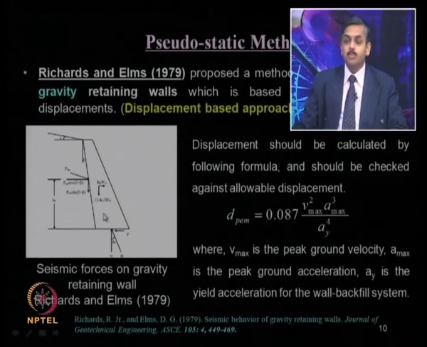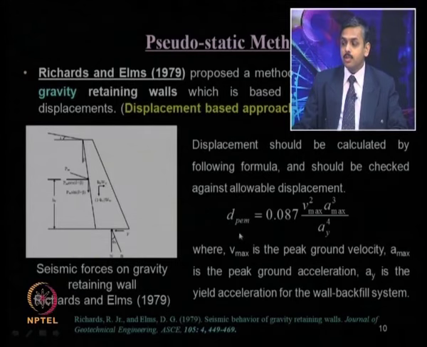So, Richard and Elms proposed the sliding mode of movement, that is, for the amount of movement, how to estimate it. This is the force of resistance, this is the normal reaction, and this is the resultant of F and N acting at an angle phi b, where phi b is nothing but the angle of friction between the base of the wall and the foundation soil. So, displacement should be calculated using the formula and checked against the allowable displacement.